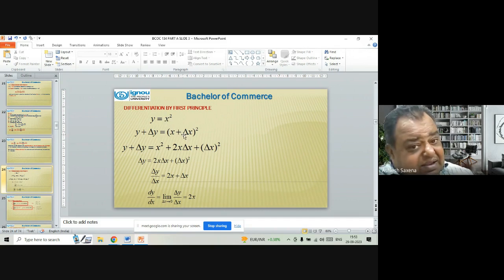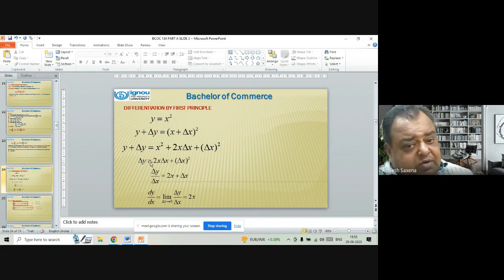So this becomes (x plus delta x) power 2. Now, I have to apply (a plus b) whole square. (a plus b) whole square is a square plus 2ab plus b square. A square is x square. 2ab is 2 times a, that is 2 into x into delta x, plus b square, that is (delta x) whole square.